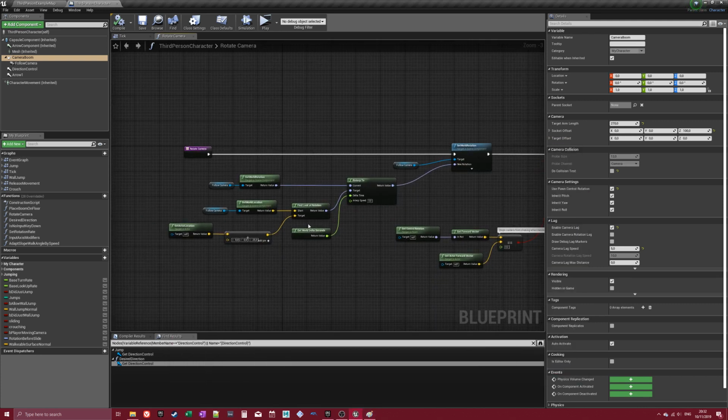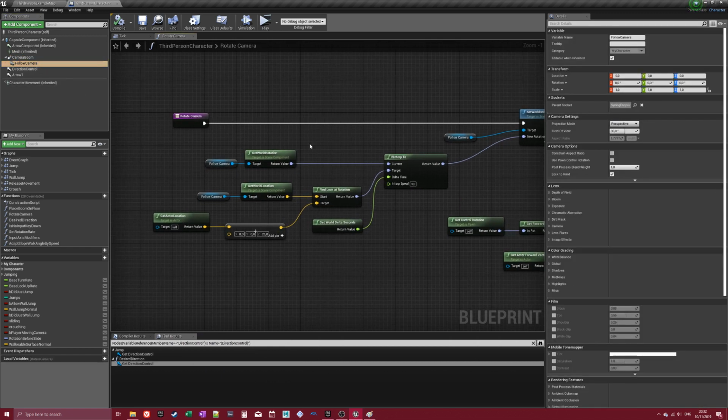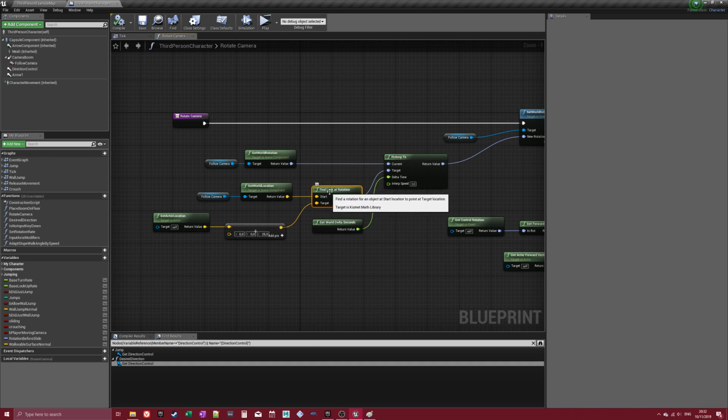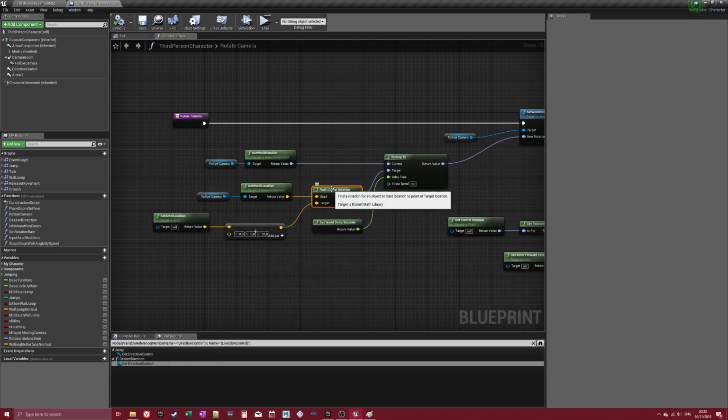How do we do that? Where is the camera right now? The camera, not the boom, the camera. Where is it? Now, where should we be looking? We will find a rotation that gives us where to look. So what is this angle between the point where the camera is and the thing that we're looking at? That's what this function does.